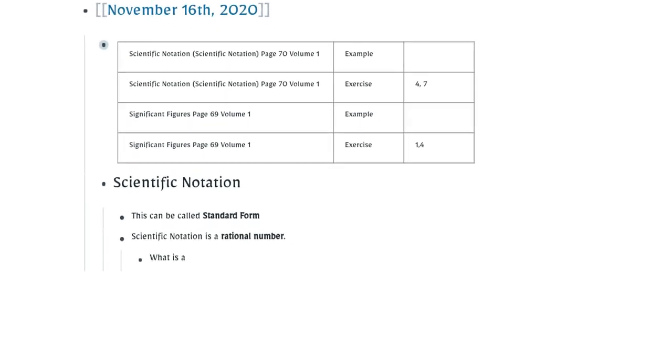Khalil, we haven't started the question yet. Khalil, we haven't started the question. We're writing the definition of standard form.